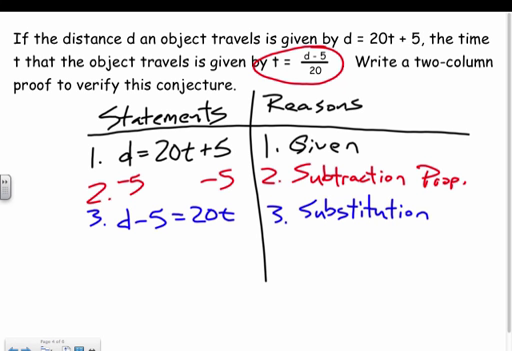Well, now take a look at my next step. I want to get t by itself. So what do I have to do to the right side to get t by itself? Well, we're multiplying by 20, so the inverse is divide by 20. So I'm dividing by 20. Or I could write the division symbol, whatever you want.